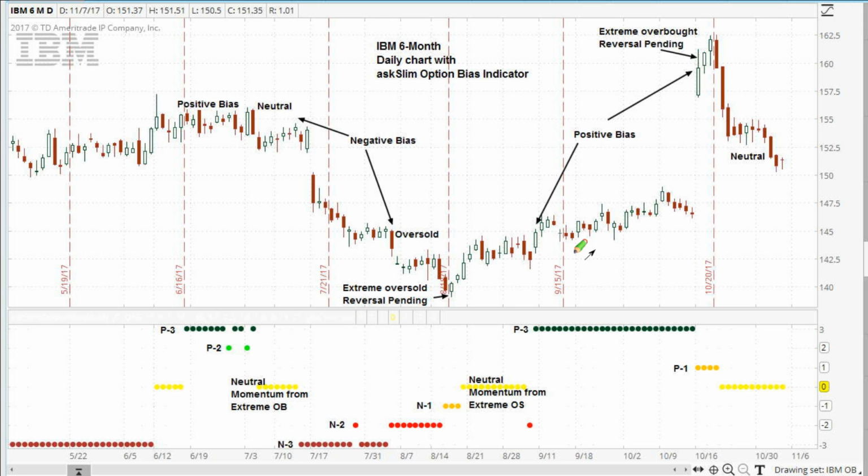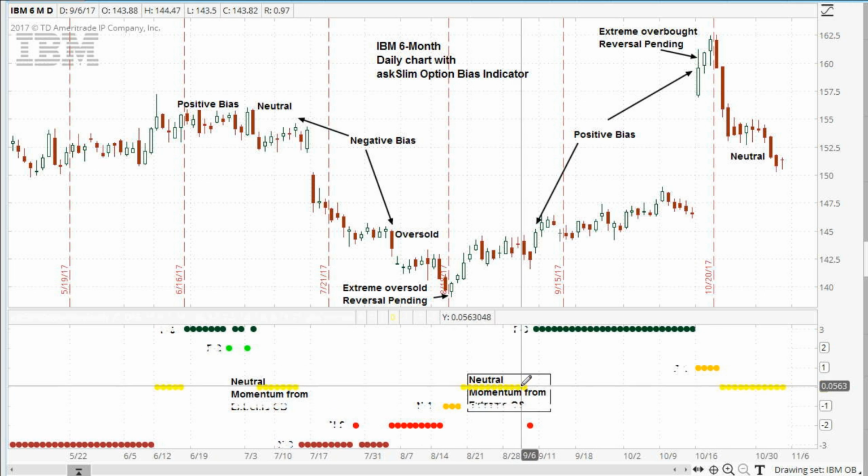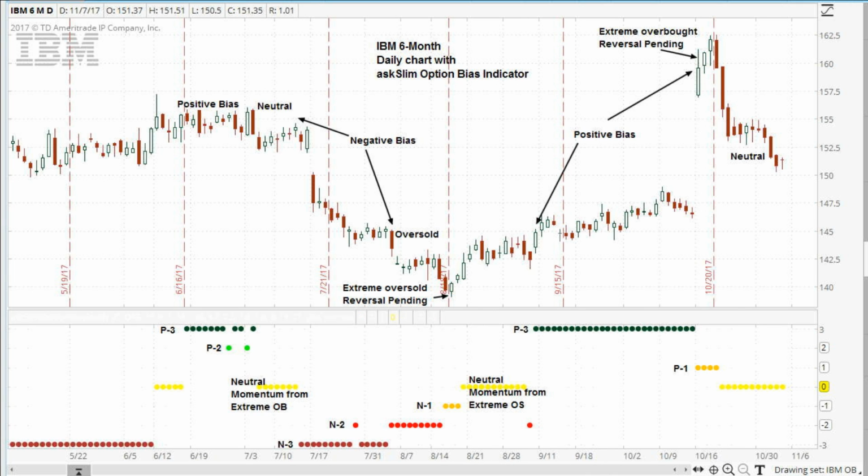And then what happened over here is the N1 reading. When you get to N1 orange, it says it is extreme oversold and a reversal is pending. You can see that you had 3 days in a row of that reading, and then what happened was it made the bottom and it started to move up. Fantastic right there. Now, when it turns yellow after an N1 reading, it essentially says that the N1 reading is gone, but the momentum from the extreme oversold condition can continue. So that's exactly what happened in here.